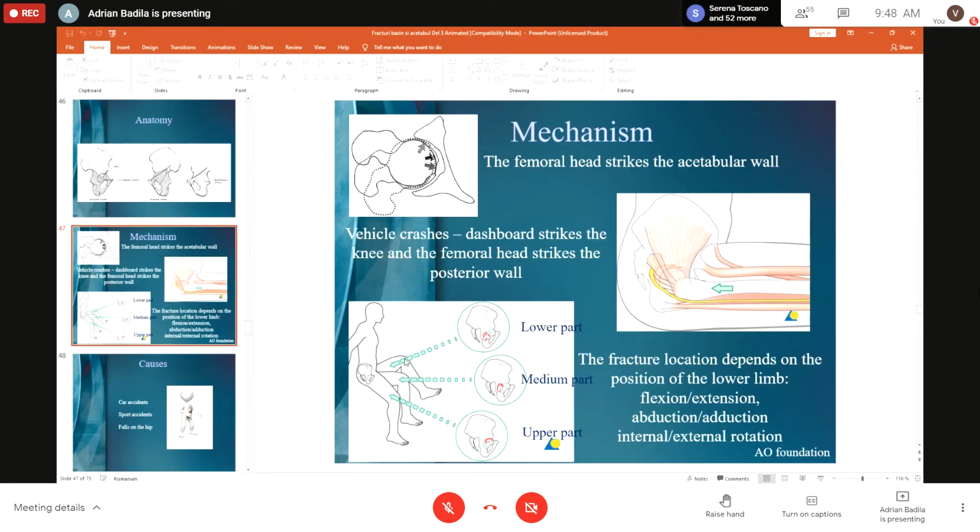The usual mechanism for the fractures of the acetabulum is produced by the femoral head, which strikes the acetabular wall. Usually in car accidents, when the dashboard strikes the knee, and the femoral head will strike the posterior wall of the acetabulum. The fracture location will depend on the position of the lower limb at the moment of the trauma. If the lower limb is in flexion, extension, abduction, adduction, internal or external rotation.